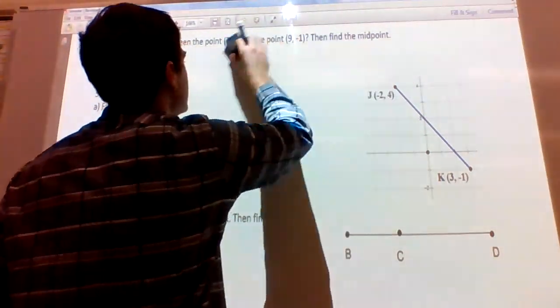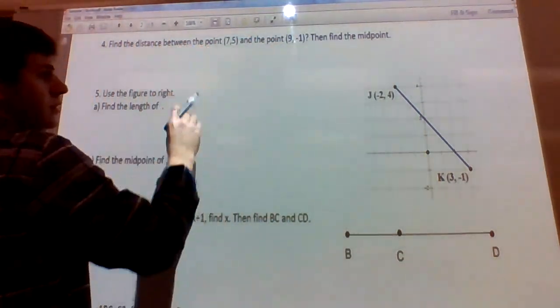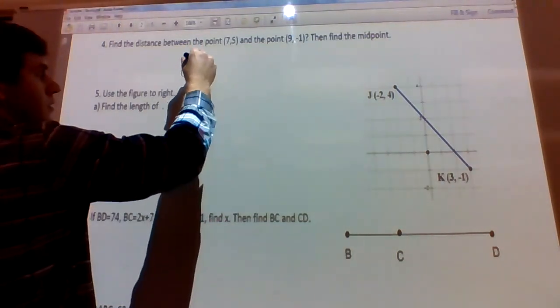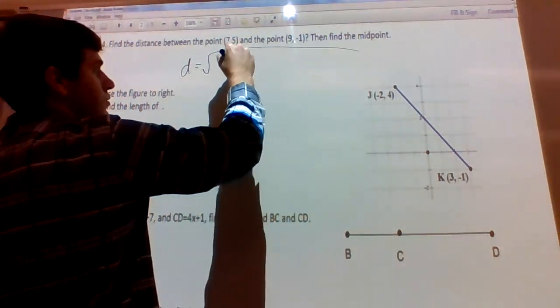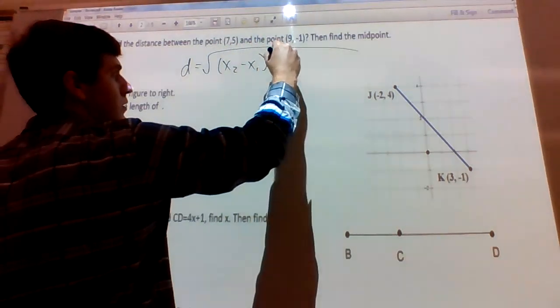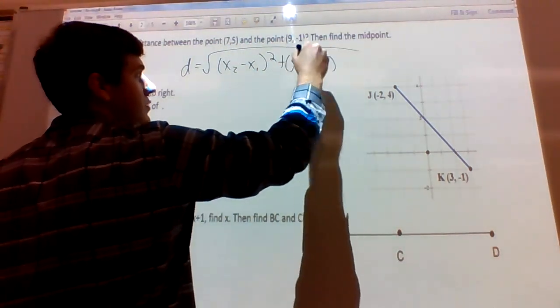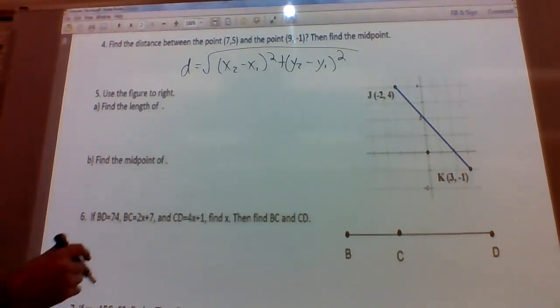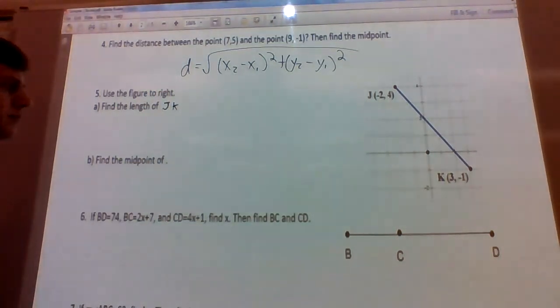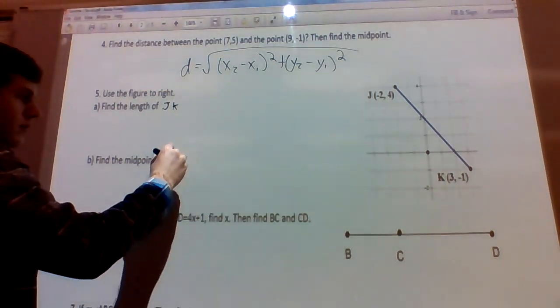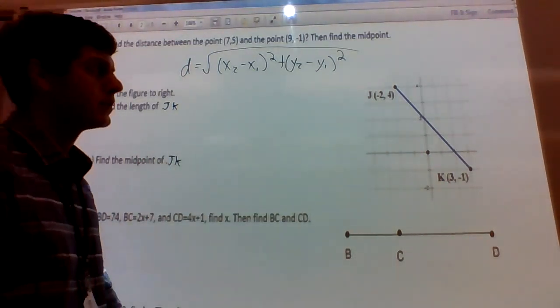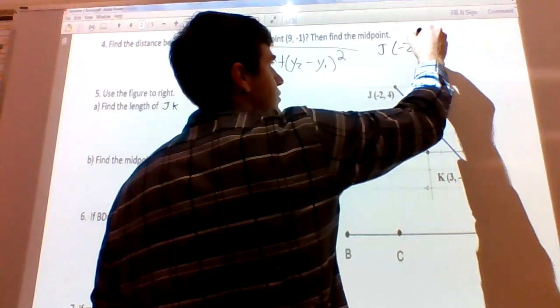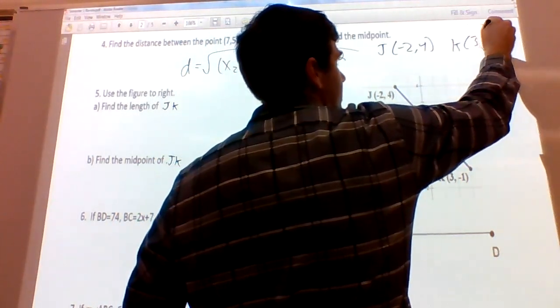So I'm just going to write it up here again. Our distance formula, I shouldn't have erased it, is the square root of x2 minus x1 squared plus y2 minus y1 squared. Let's figure out what our 2 points are. We want to find the length, it's not written on here, it should be the length of JK and the midpoint of JK. So J is our first point, (-2, 4). K is our second point, (3, -1).